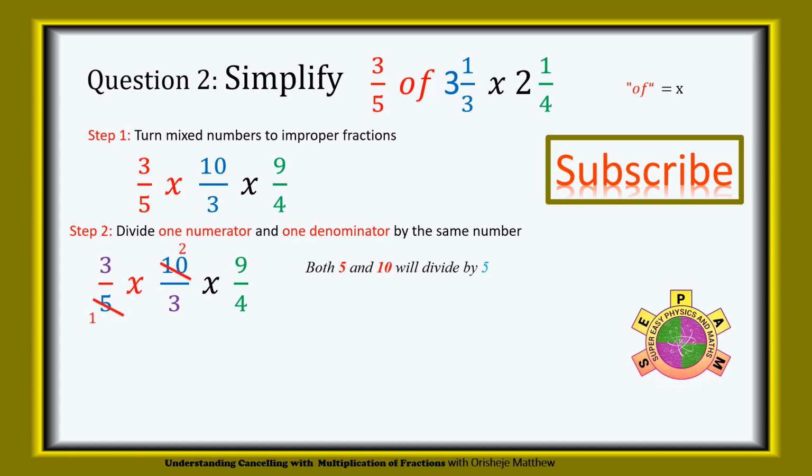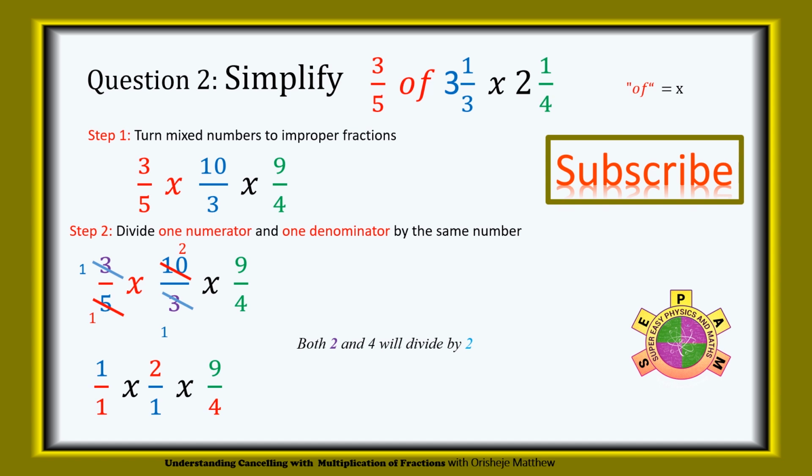Then we can look at 3 and 3. 3 can go into 3. 3 boys share 3 apples, each one will take 1. Then we can look at 2 and 4. 2 boys share 4 cars, how many will each one take? 2. Now let's multiply what we are left with. On top we are left with 1 multiplied by 1 multiplied by 9, and the denominator we are left with 2.